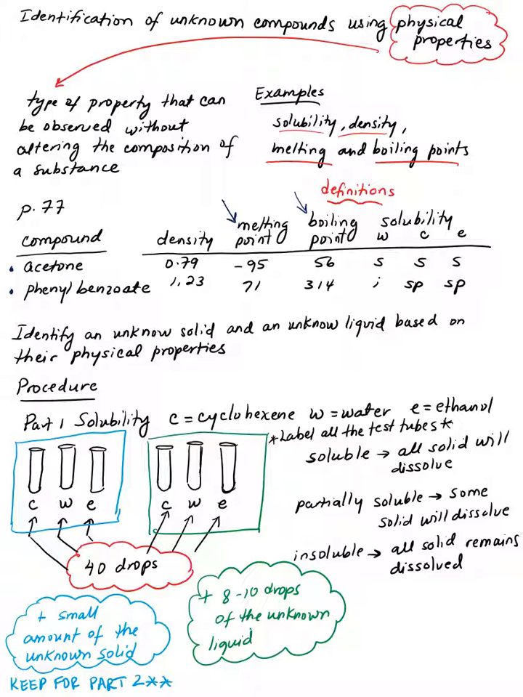Now for the solubility of your liquid, you have 40 drops of each solvent in each test tube, and you're going to add between 8 to 10 drops of the liquid in each test tube. So your unknown liquid, 10 drops here, 10 drops in the test tube with the water, 10 drops in the test tube with the ethanol.